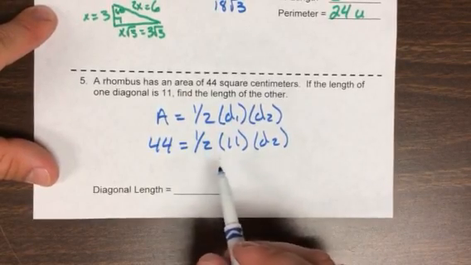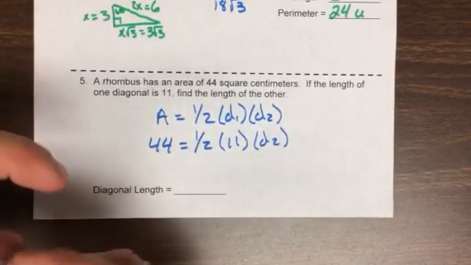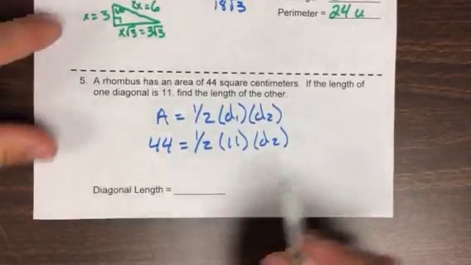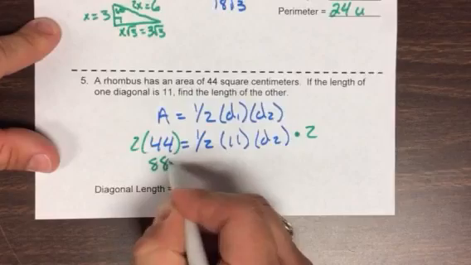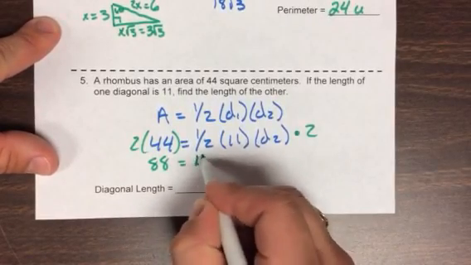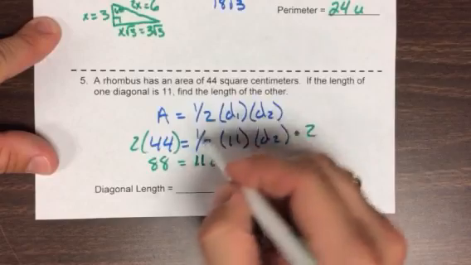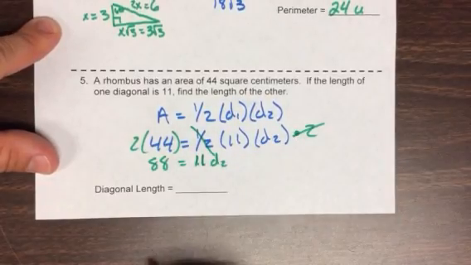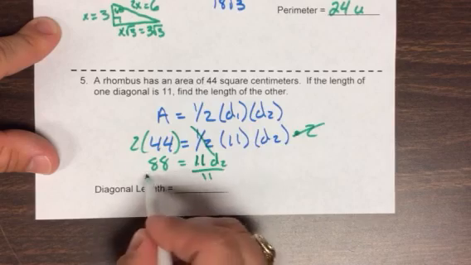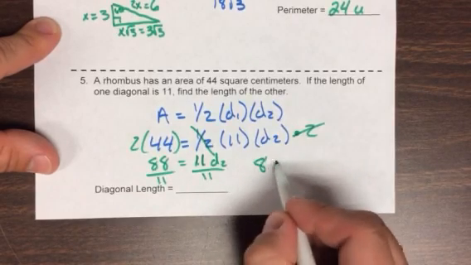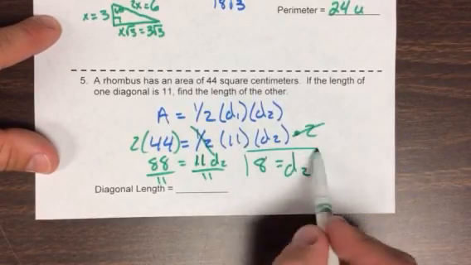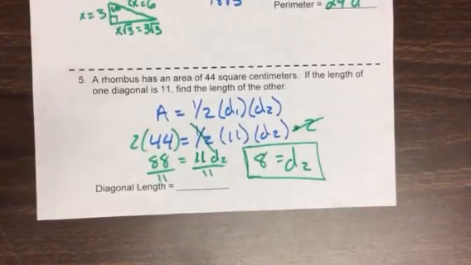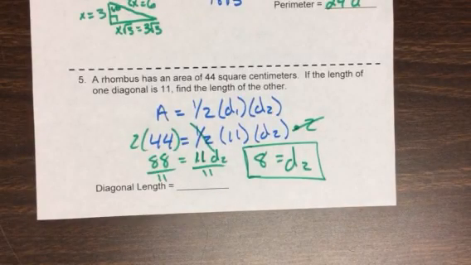Well, in this case, I'm going to multiply both sides by 2 and say 88 equals 11 d2, because the 1/2 and the 2 cancel. So now I've got to divide by 11 on both sides, and I would say that 8 equals d2. And that right there would be my answer. All I had to do was work backwards and solve for x. Easy to do when I know my formula and they give me all but one piece.